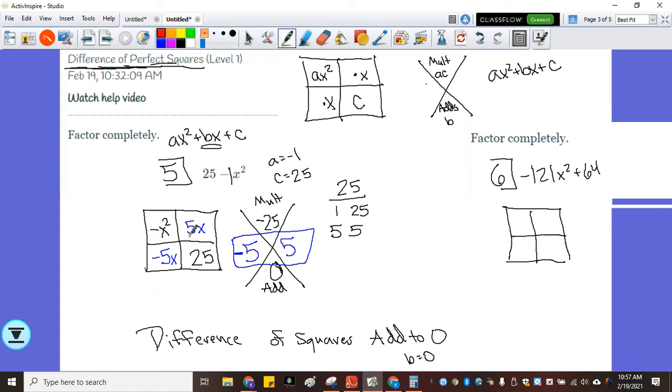So negative x squared and 5x, what do they have in common? They both have x's. Negative x squared and negative 5x, both have x's. And then x times what gives you 5x? 5. Because this is a 1. So 1 times what gives you 5? And then 1 times what gives you negative 5?